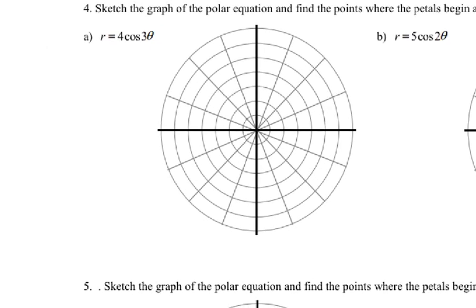Okay, so this one, the 4 tells us the petals are 4 rings long, and the 3 tells us there should be 3 petals. That's what that tells us. So we know from our Cartesian experience that the period equals 2 pi over b. b happens to be 3. So the normal period of this would be 2 pi over 3.